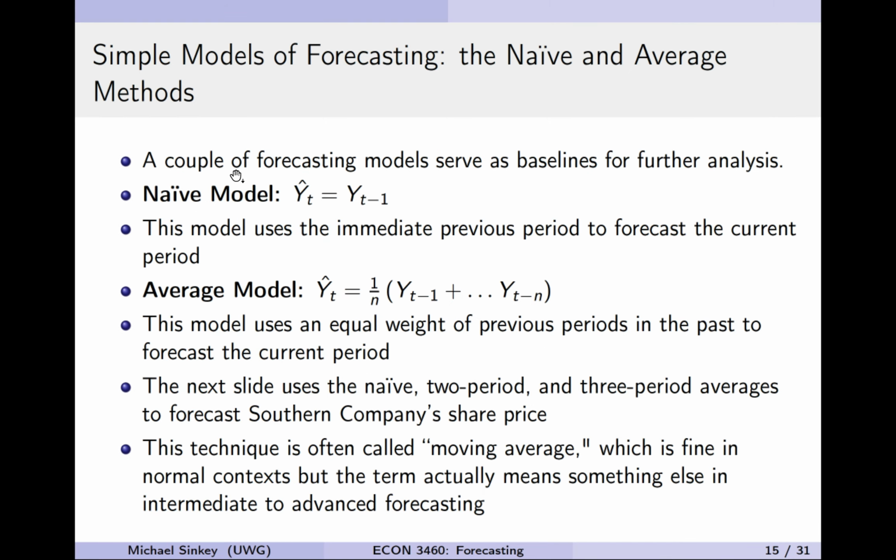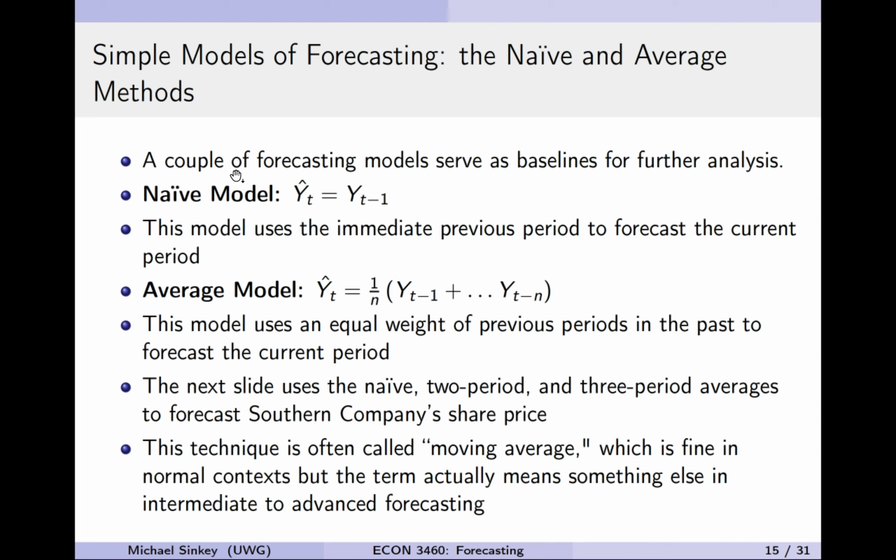We left off in the previous video by talking about the naive and average methods of forecasting. So these models serve as baselines for future analysis. In the absence of any trend or seasonality or cyclicality in our data set, these models will normally be okay.